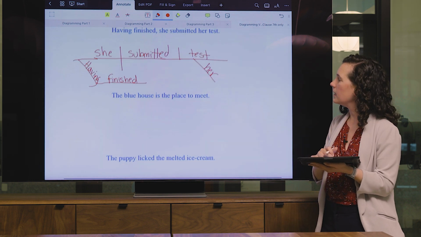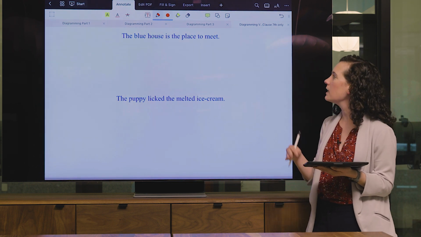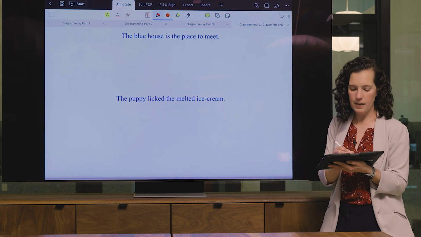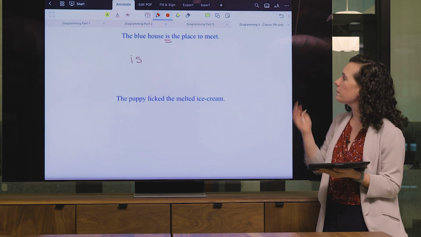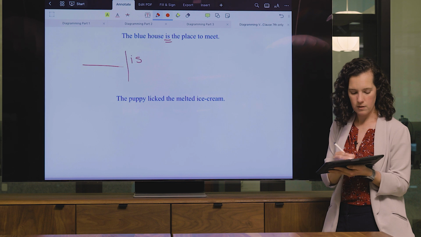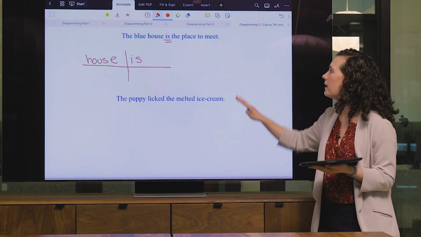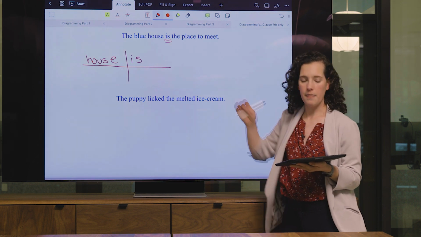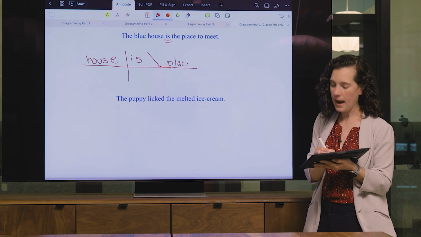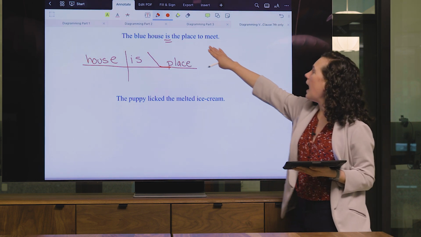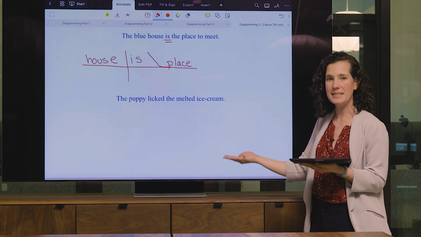This next sentence has an infinitive acting as an adjective. The blue house is the place to meet. Is our linking verb. What is the place to meet? House. House is our subject. And then house is what? House is the place. That is our predicate nominative, renaming house. And then to meet is telling you more about the place. Which place? The place to meet.